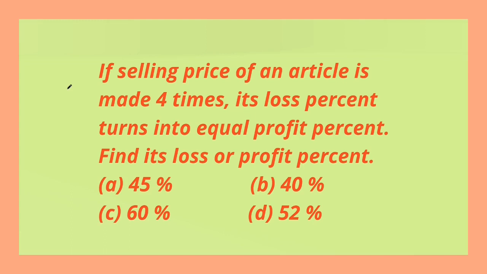We are going to solve a few questions on profit or loss percent. Our question is, if the selling price of an article is made 4 times, its loss percent turns into equal profit percent. Find its loss or profit percent. The given options are option A 45%, option B 40%, option C 60%, option D 52%.